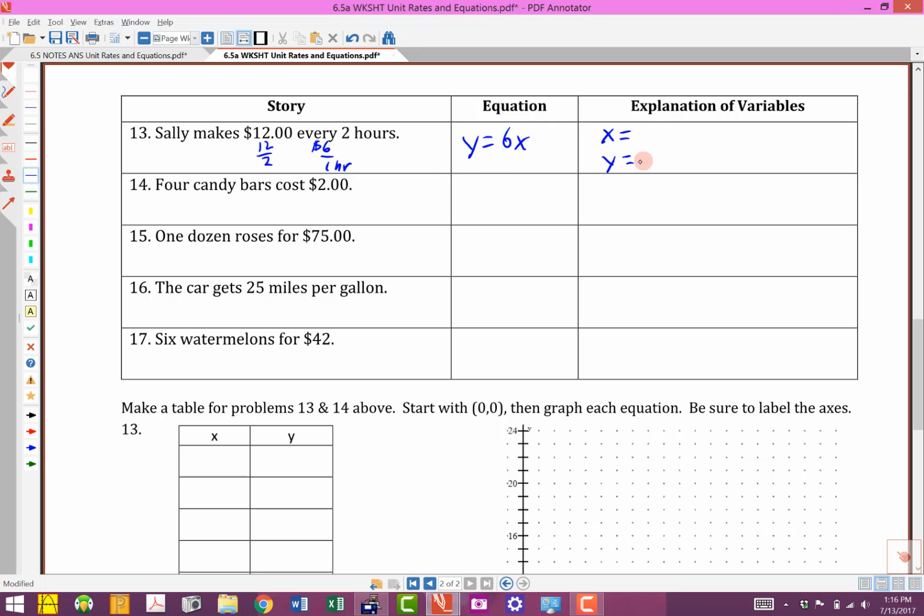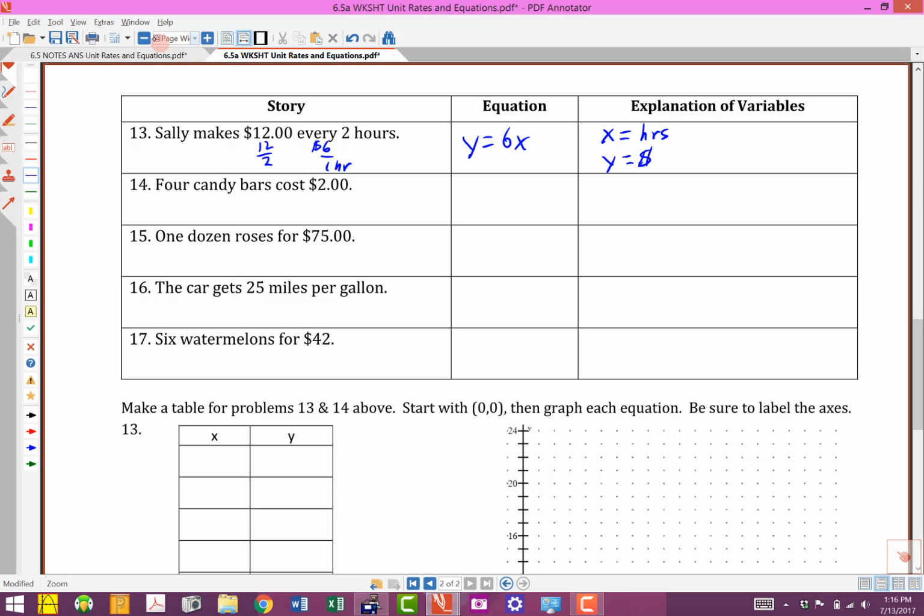Now stop and think, which one is X and which one is Y? What label would we give for the X? The label's going to be the same unit as on the bottom. So we're going to say hours here, and then Y is going to be the top, so that's going to be dollars. So if she works for, let's do 4 hours. If she works for 4 hours, 4 times 6, she's going to make $24.